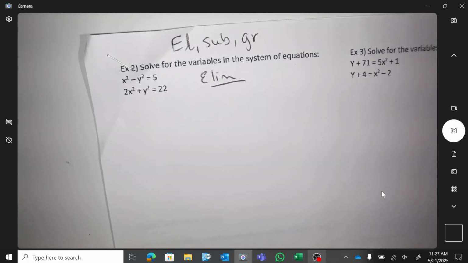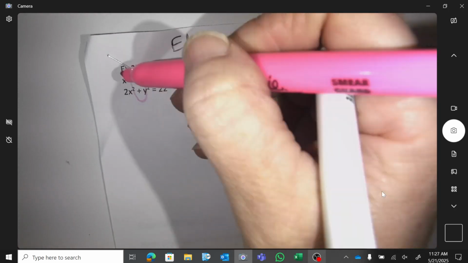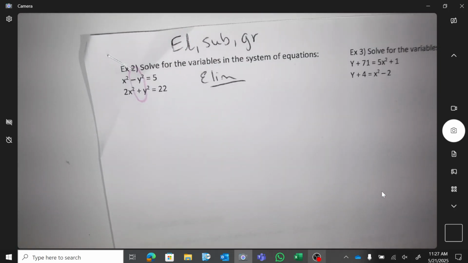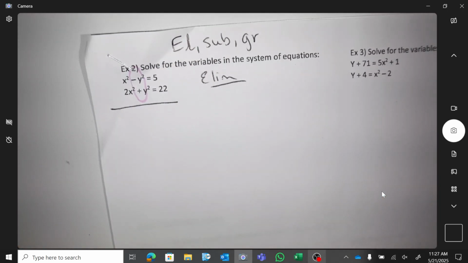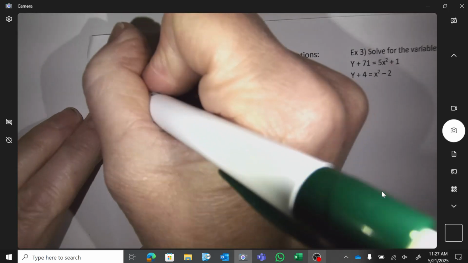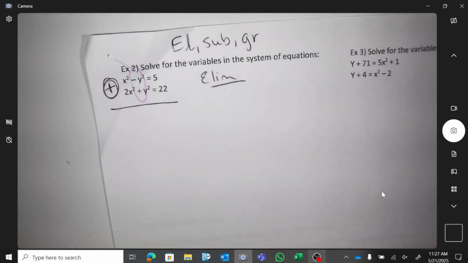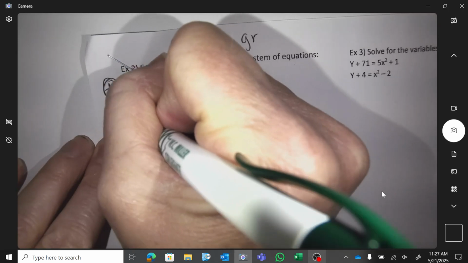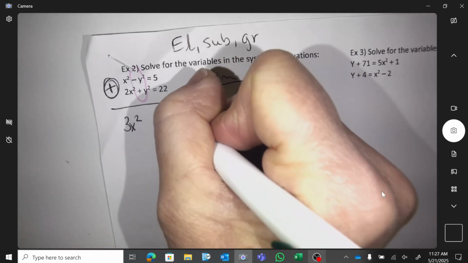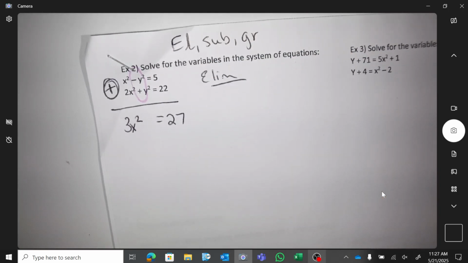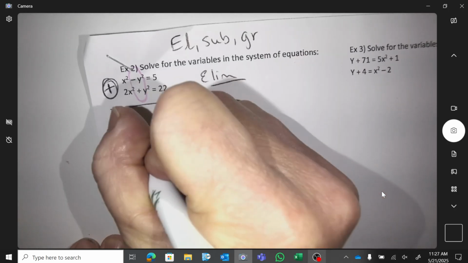Okay, eliminate. Ooh, I like this. I like that setup. Those y squareds could disappear quite easily. So how would I make them disappear with elimination? Should you add or subtract the lines together? The answer should be that you're going to add. 3x squared. See, they're nice and stacked, right? You got everything lined up. The y squared is gone. 27. Divide by 3, algebra.